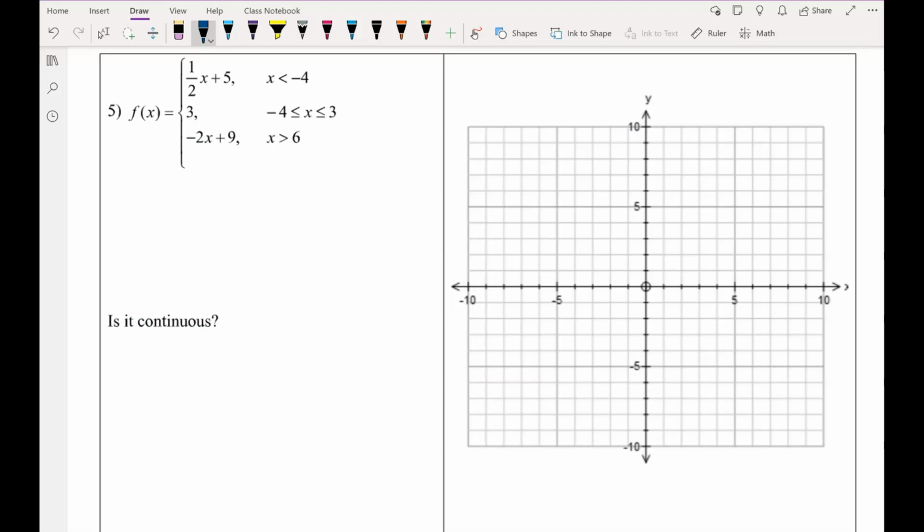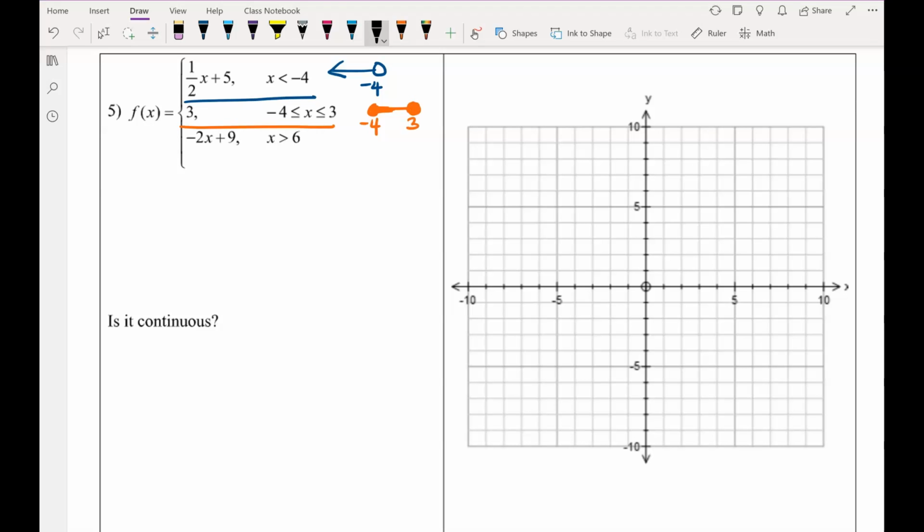f of x equals 3 pieces, okay? 1/2 x plus 5 when x is less than negative 4. So let's draw this ray out. Here is negative 4, open circle, goes to the left. Then in the middle, the second piece says y is always 3 when x is in between negative 4 and 3. Inclusive, closed, because there's an equal sign right there.